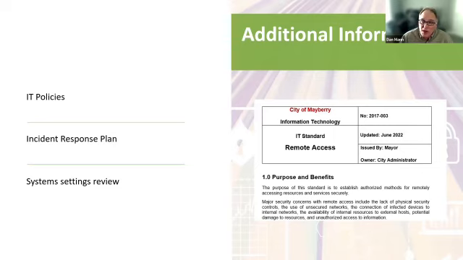Here are the additional things we asked for. We asked for the IT policies, the incident response plan, if you have one, and a network diagram. These documents help answer some of the questions we have within the review process and help us to have a better understanding of your system. Also, the system review adds a validity to the checkup process that we're doing.